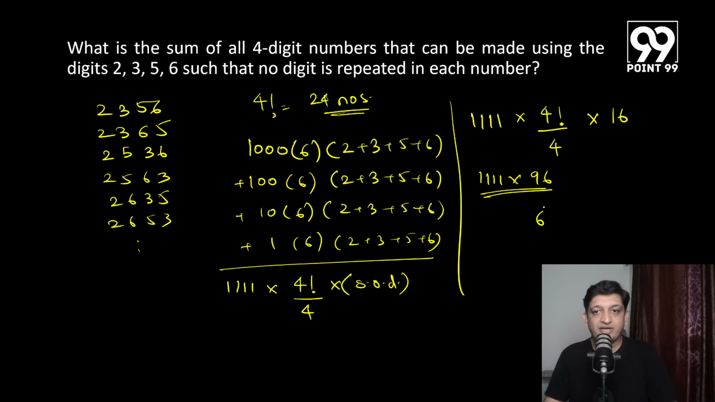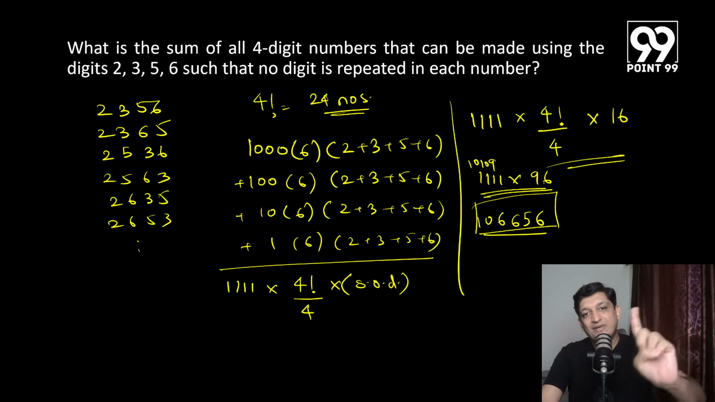So 96 into 1 will be 96. 96 into 1 is again 96. Plus 9 is 105. So I'll write this as 10. 96 ones are 96 plus 10 is 106. So 106656 is going to be the answer to the question. This looks slightly complicated, but if you know the form, you can directly jump to this step.